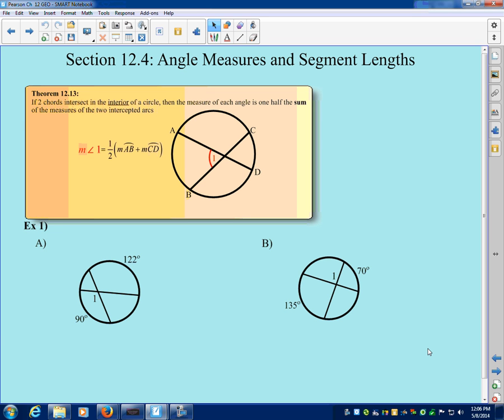Now, if I know this angle number 1, would you agree that I could also find the measure of this angle equal, right? Why is that? Vertical angle. And same thing would work here. If I knew AC and BD, I could add these two up, then divide by 2, and it would give me these angles. Okay? So that's what the first theorem says.